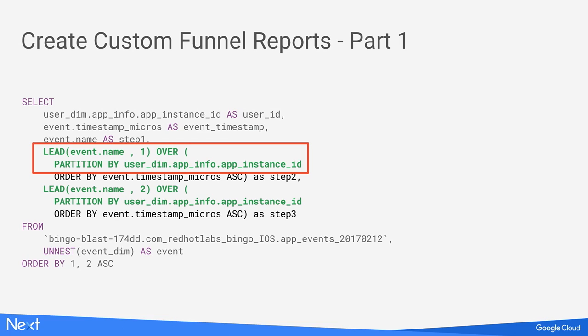Here is a query that generates a sequence of 3 events. You can modify this query to really include any number of events you want in the funnel. The partition by clause breaks the input rows into separate partitions by app instance ID, which is a proxy for user ID in this case. And the lead navigation function returns the next event based on an ordering criteria, which in our case is the event timestamp, thus creating a series of events ordered by timestamp.